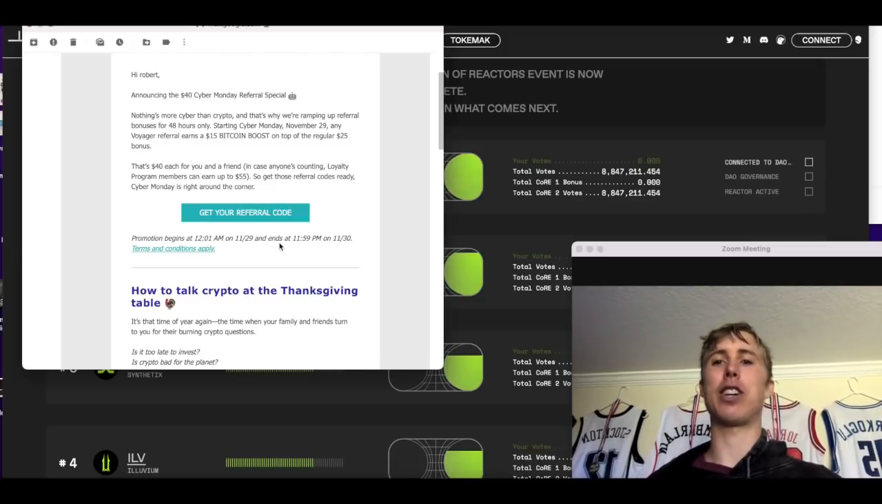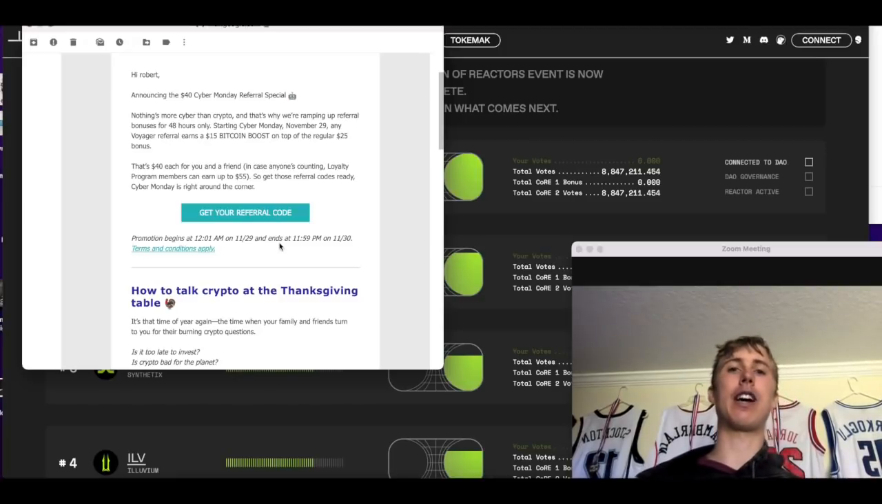So if you guys want to check out ShapeShift, Fox, etc., take a look into it. Of course, not financial advice, not a financial advisor.